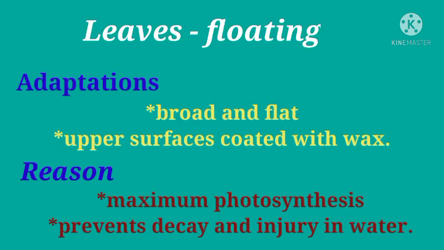Now let's see the adaptations of leaves, that is the floating leaves. How are the floating leaves? The floating leaves are broad and flat. And how are the upper surfaces? The upper surfaces are coated with wax. Why are they coated with wax? Because it prevents decay and injury in the water. As it lives in the water, there is a chance of getting decayed, isn't it? So that's why it is coated with wax. And why do they have broad and flat leaves? To involve in the maximum amount of photosynthesis.